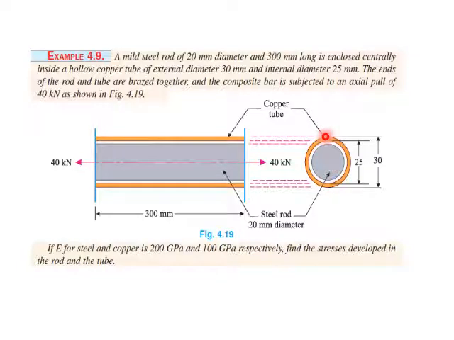So inside, steel is actually a solid rod. So that's why inside it is completely shaded, you can see this is a solid rod. So copper tube is actually a hollow tube. Okay, so hollow tube of external diameter 30 mm, internal diameter 25 mm.